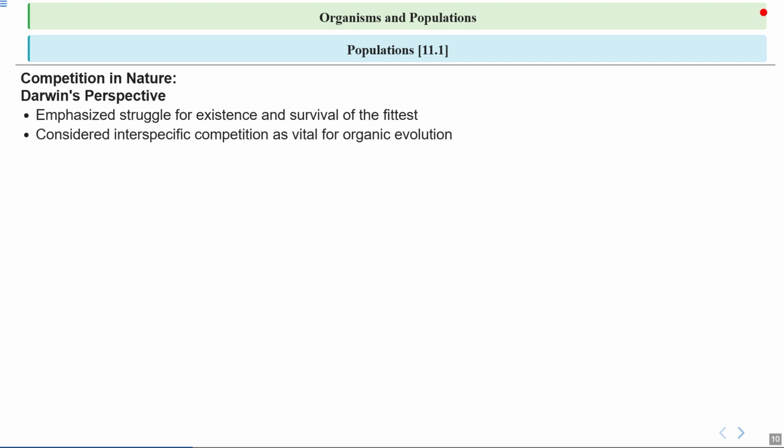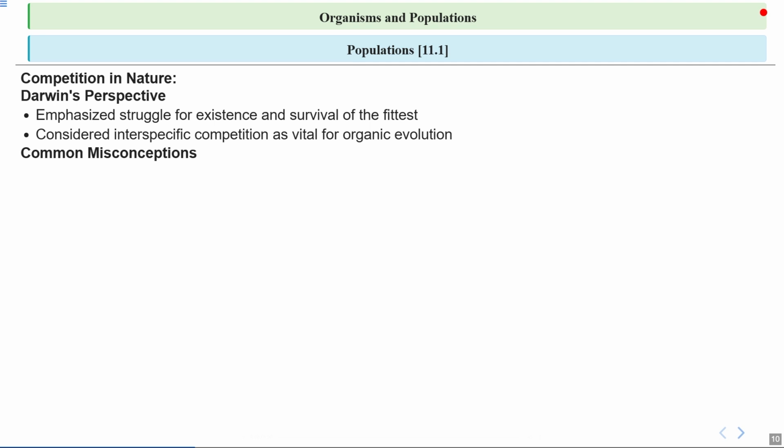Okay, and these species which have been selected by nature will produce more offspring. Clear? So when there are limited resources, there is a struggle for existence, and then there is the survival of the fittest. Now, what are the common misconceptions?